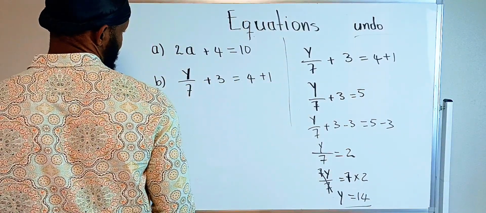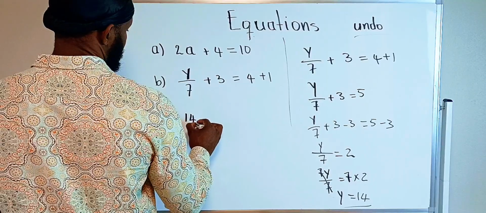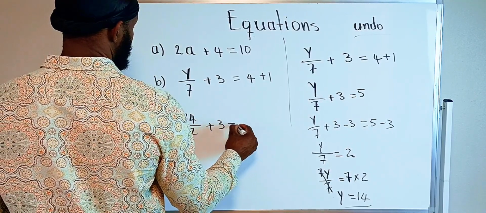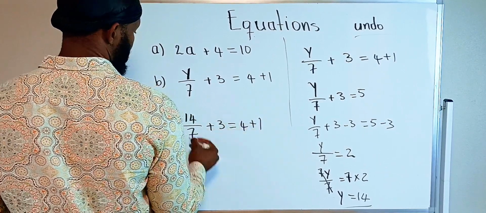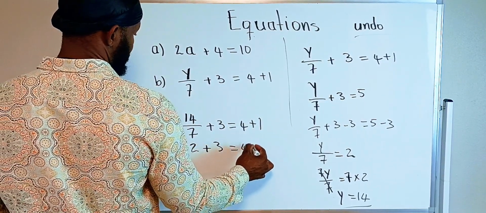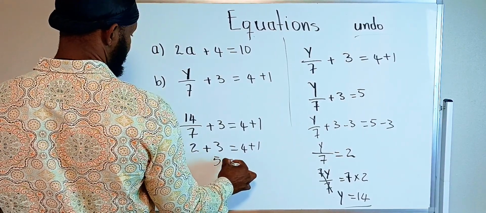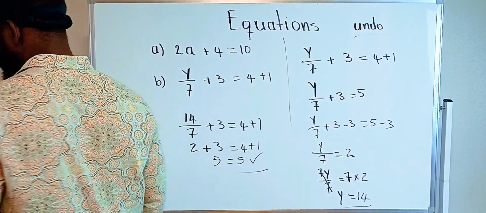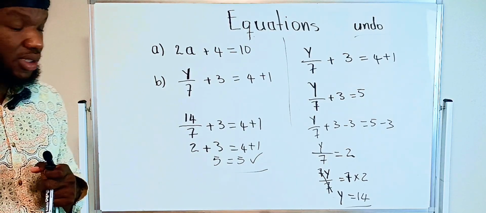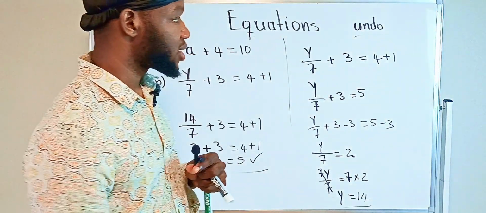So right now we just gotta check. Whenever we see y, you're gonna replace it by 14 in the initial equation. 14 divided by 7 is 2, 2 plus 3, 4 plus 1. So we got 5 equal 5. This is verified. You see, easy stuff, guys. There's nothing difficult at all. Just gotta follow the steps.